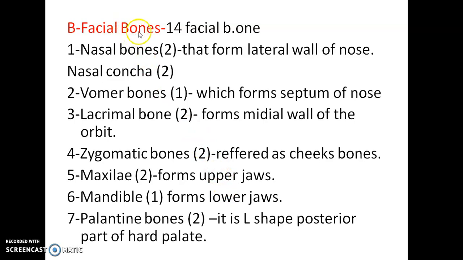Now facial bones. From the 22, 14 are the facial bones. First one is the nasal bone, 2, which form the lateral wall of our nasal concha. Vomer bone, 1, which is from the septum of the nose. Lacrimal bone, 2, from the medial wall of our orbit. Zygomatic bones are 2, referred to as the cheekbones. Maxillae, that is the upper jaw.